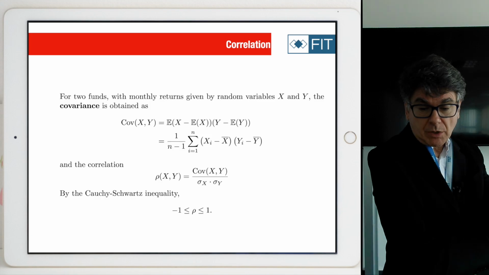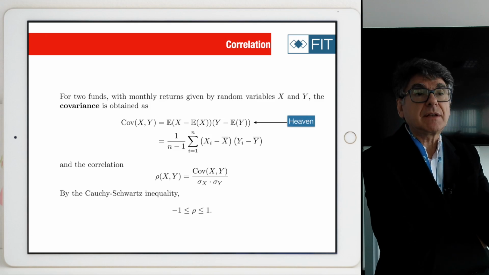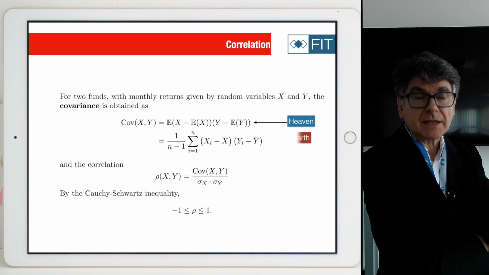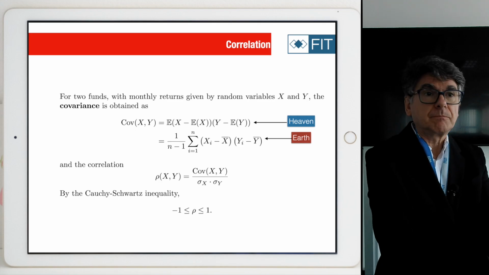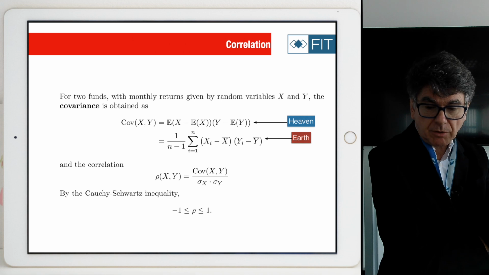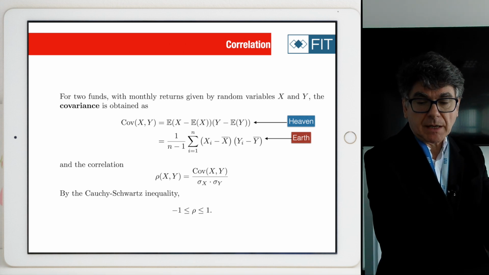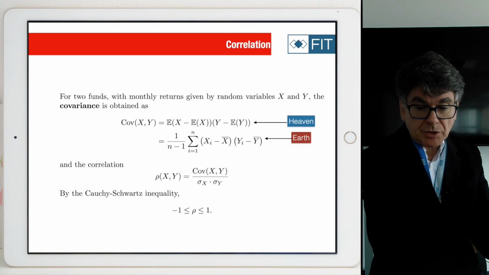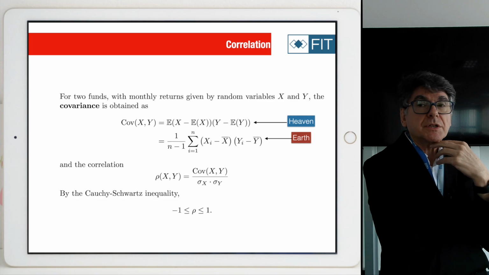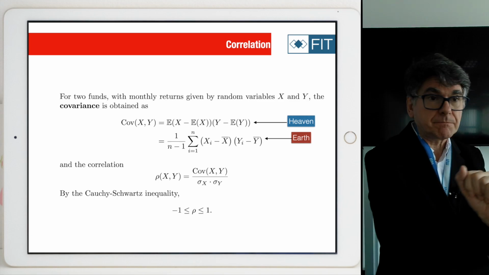And the covariance, you probably know this, has a heavenly definition, which is the product of that, and then it has an earthly definition, the one that you have in Excel. Right? You've seen that, I know you've seen that. And then I have the correlation, which is the covariance divided by the product of the standard deviations. And the Cauchy-Schwarz inequality says that the correlation will always be between -1 and 1. In other words, the correlation has no units.